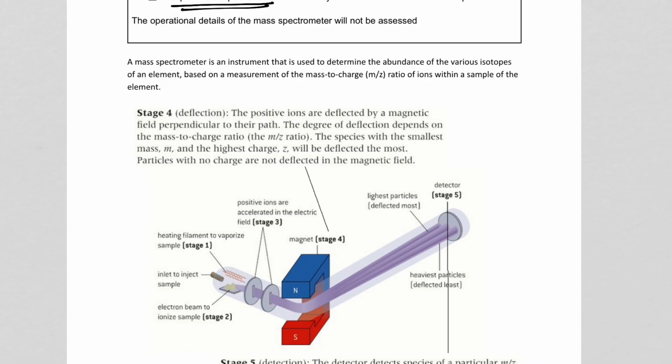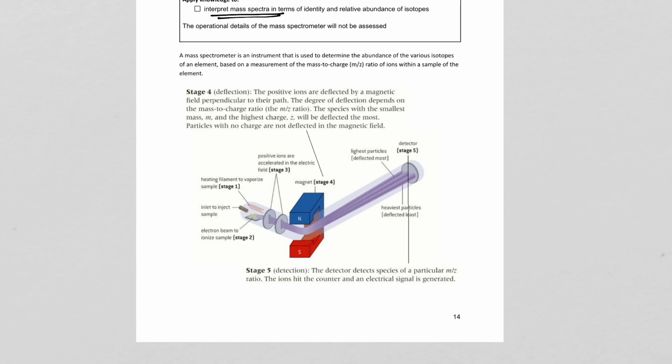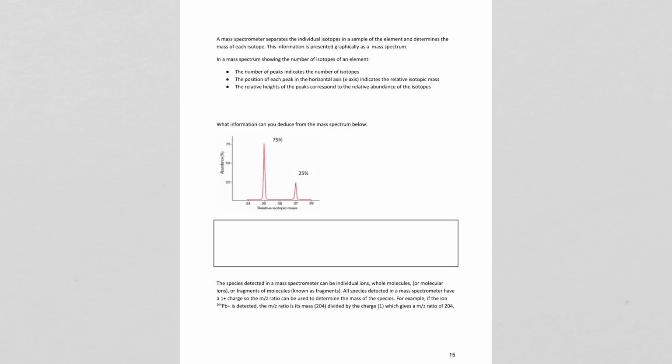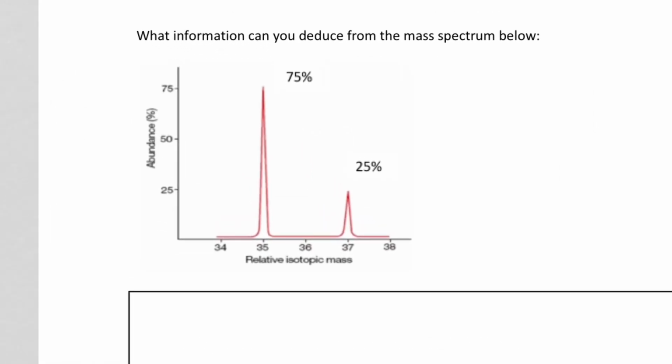So a mass spectrometer is an instrument that is used to determine the abundance of the various isotopes of an element. So if you look at a mass spectrum here, it will tell you that there is an isotope of mass 35 and of percentage 75%, like this. So you get the isotope present and you get the percentage abundance of that particular isotope.